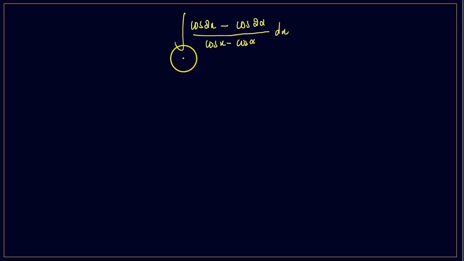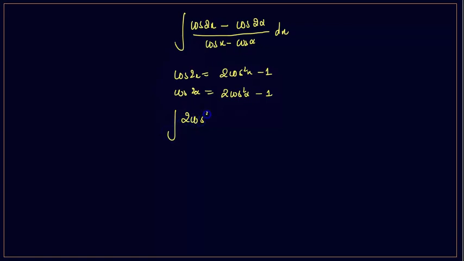In this integration, we have to find the integral of (cos 2x minus cos 2 alpha) upon (cos x minus cos alpha). So cos 2x can be written as 2 cos square x minus 1, and cos 2 alpha can be written as 2 cos square alpha minus 1. So everything will turn out to be (2 cos square x minus 1 minus 2 cos square alpha plus 1), and here you will write cos x minus cos alpha.